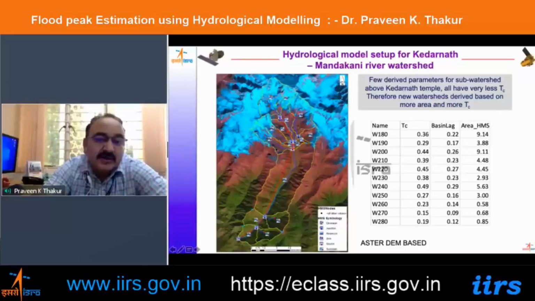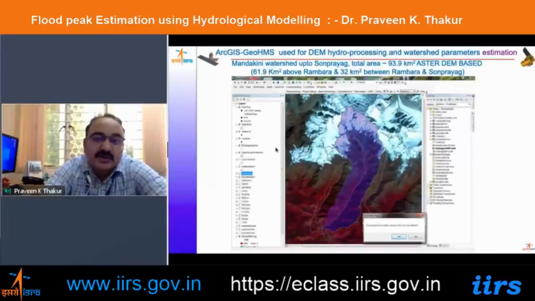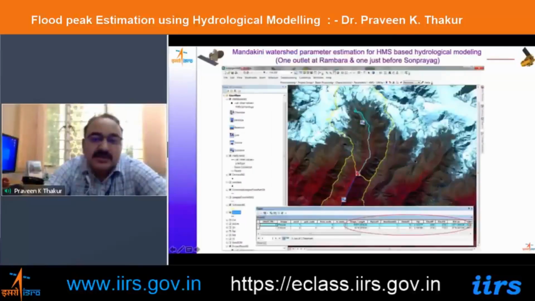To avoid such hydrological issues, we subdivide the watershed into two locations, one at Sonprayag and the second at Rambada, so that the time of concentration and time lag are a little higher, in hours as compared to the minutes we were getting earlier. Here you can see one at Rambada and another at Sonprayag. So I can use the hourly or 3-hourly rainfall data to generate the peak runoff volume.